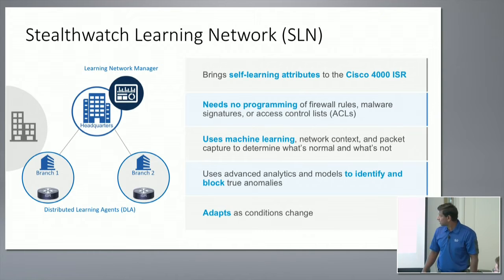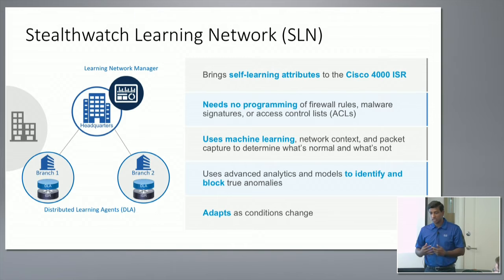Right. Stealthwatch Learning Network is a new way of detecting evasive malware and zero-day attacks. The way it works is it learns based on the behavior of the user, network device, and networks, and then identifies if there is any anomaly. It uses machine learning to identify anomalies. It makes behavioral models based on the learning it has done over a period of time. And based on the behavioral model, it can quickly identify if there is an anomaly in the network.